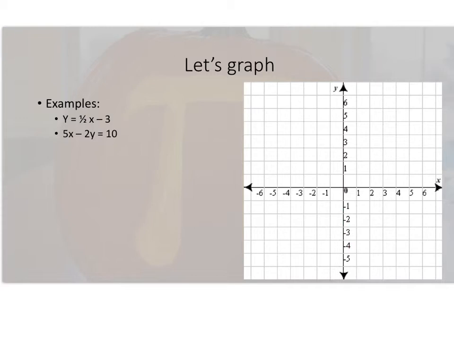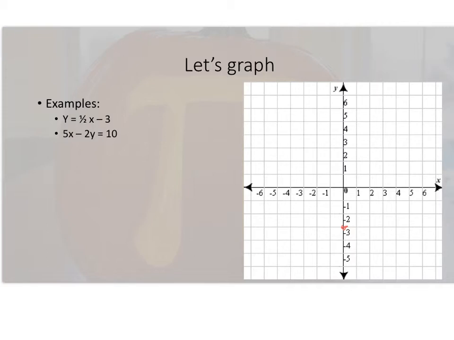So if we had to graph y is equal to 1/2 x minus 3, we start at the y-intercept. It's already in slope-intercept form for us, so begin right there at -3. So we're going to go down to 1, 2, 3, and put a point. That's our y-intercept.